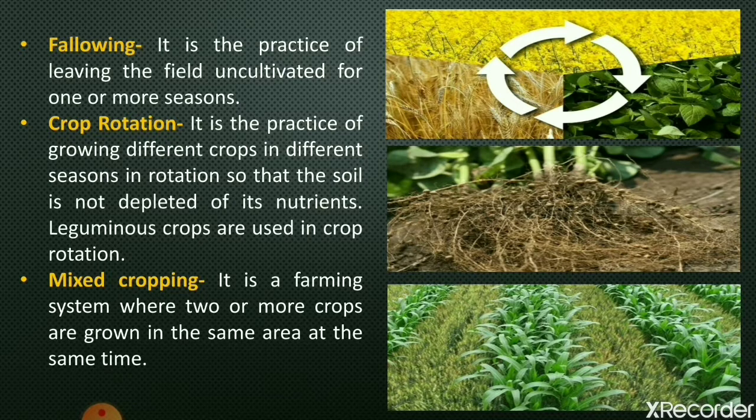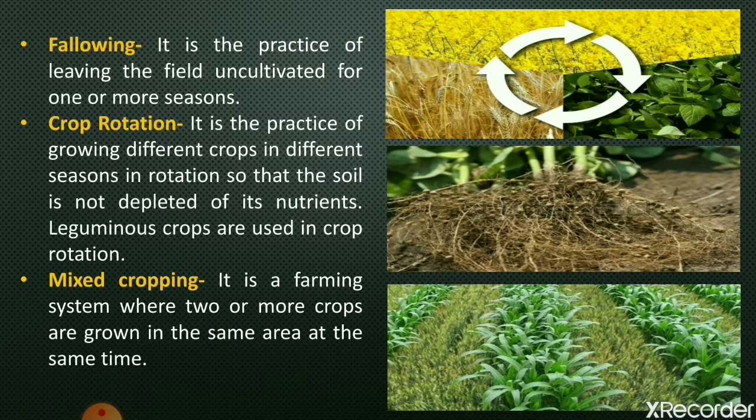Okay, so this process where the rhizobium bacteria fix the atmospheric nitrogen and convert it into a usable form is called nitrogen fixation. So this is crop rotation, where different crops are grown in different seasons in rotation. This is a very efficient method to regain the nutrients in the soil naturally. Now the next practice to regain the soil nutrients is mixed cropping.